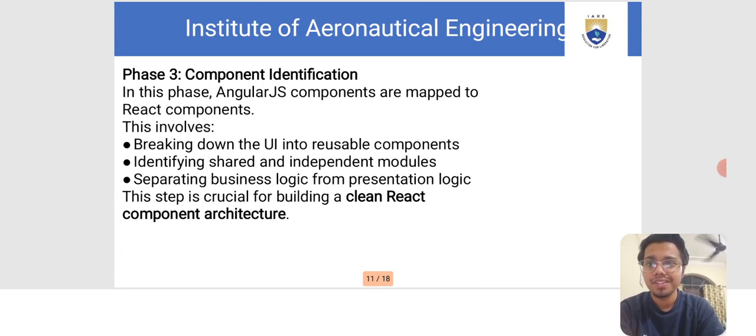Phase 3: Component Identification. In this phase, AngularJS components are mapped to React components. This involves breaking down the UI into reusable components, identifying shared and independent modules, and separating business logic from presentation logic. This step is crucial for building a clean React component architecture.